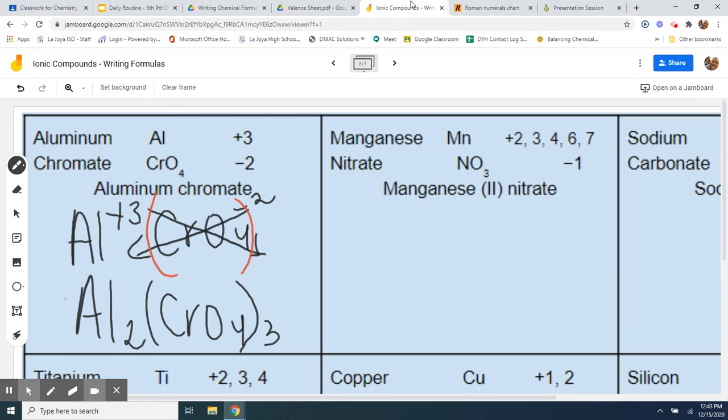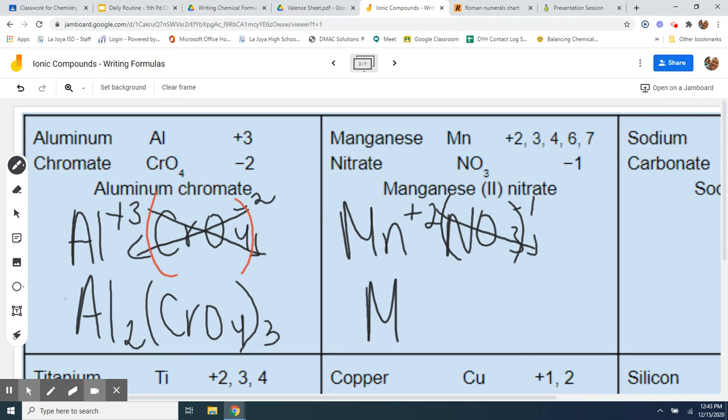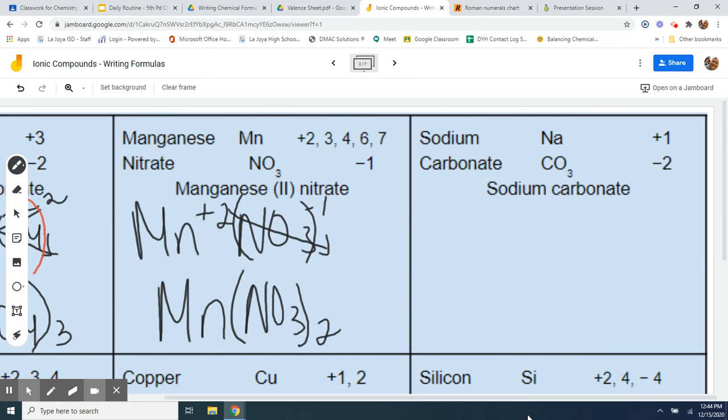All right, let's do that one real quick. So manganese, Mn with a +2. Nitrate, NO3 with a -1. And then he crossed it down. He protected his poly. And his final answer, sir, very good. Mn parentheses NO3 and a 2 on the outside. Excellent job, sir. All right, let's move this to the side. Number 3.